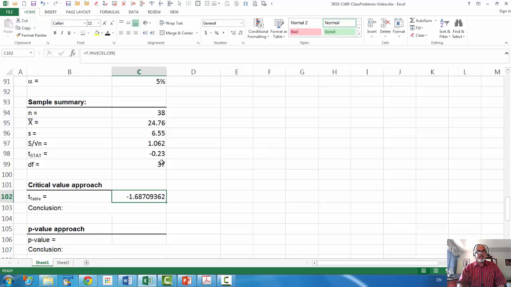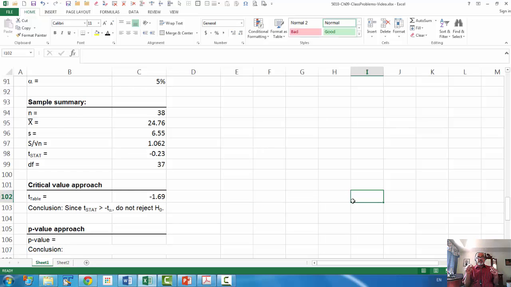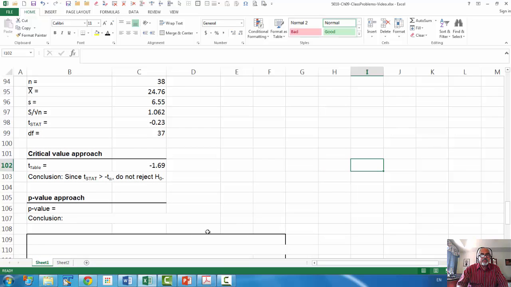So that gives you minus 1.69 as the critical value. If our t falls outside that value, then we will reject, but it does not. Minus 0.23 is the t-stat value, and therefore we cannot reject the null hypothesis. The t-stat is greater than the critical value. If it were less than the negative value, then we'd reject, but it is not, so we do not reject the null hypothesis.